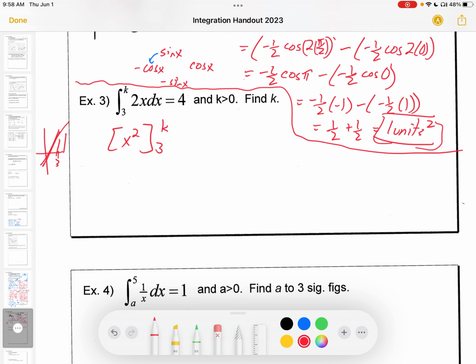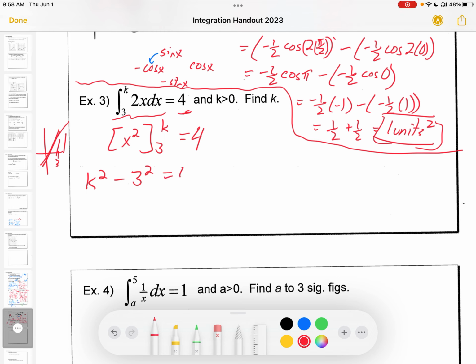And we can just sub in the same as we normally would. So that would be k squared minus 3 squared. That's not helpful. We can't solve. But the thing is, we know that the value of this integral is 4. So whenever we do all this stuff, we should get 4. So this is equal to 4.